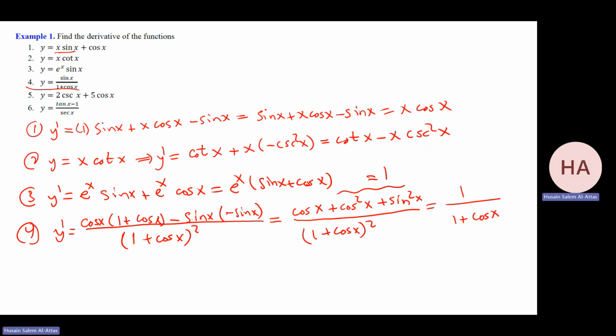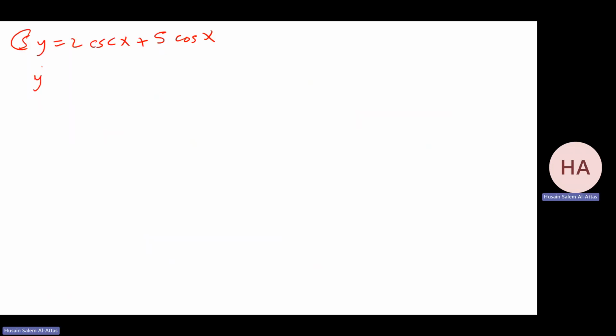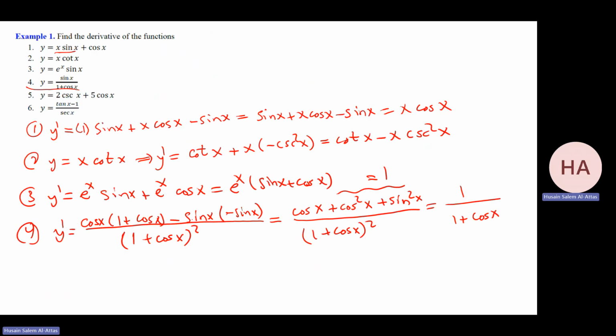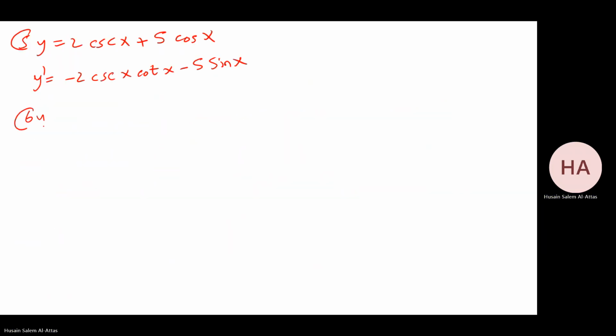Okay. Number 5, y equal to cosecant x plus 5 cosine x, correct? Yeah. So y prime will be minus cosecant cotangent minus 5 sine x. That's number 5. Number 6, tan x minus 1 over secant x.